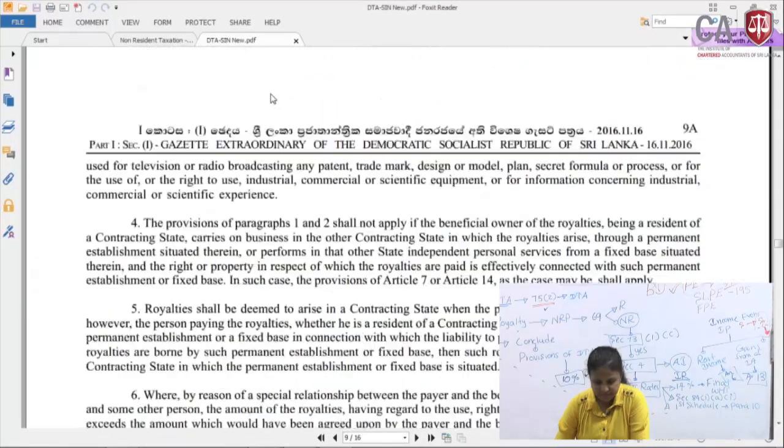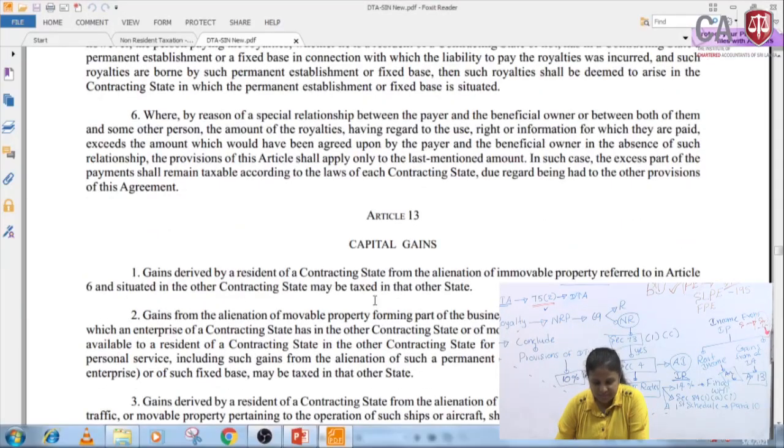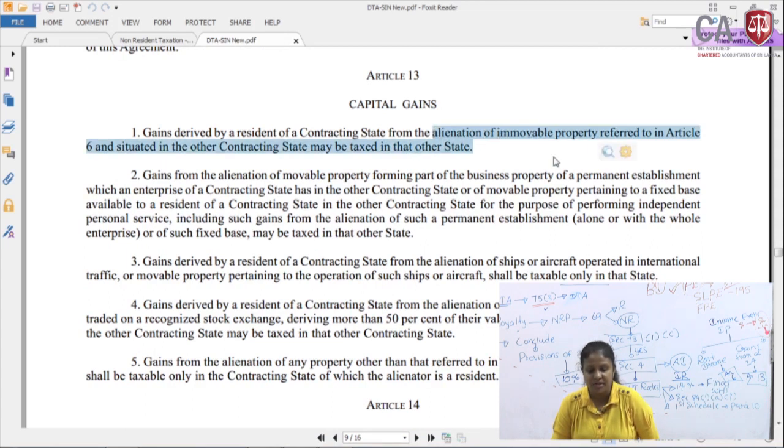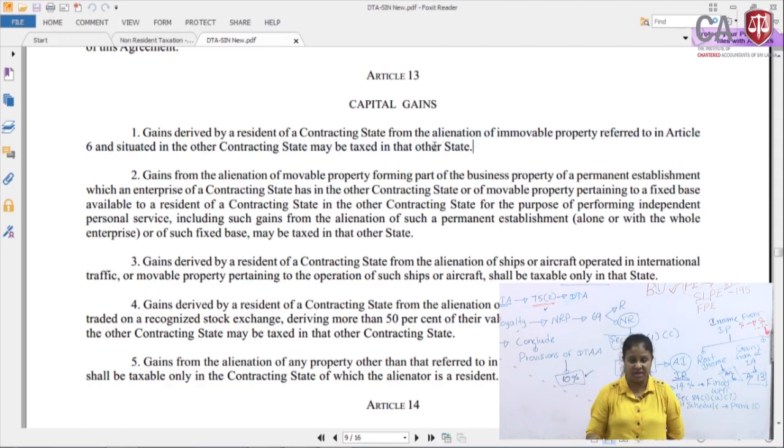Article 13, Capital gains. Come to this. Gains derived by a resident of the contracting state. See why I have taken these together. This is for alienation of immovable property referred to in Article 6 and situated in the other contracting state, which may be taxed in the other contracting state. The same thing: the property is in Sri Lanka. If you have sold the property, the gain should be taxed in Sri Lanka.